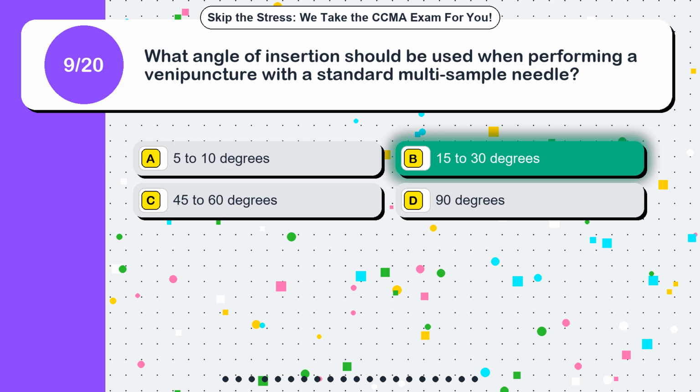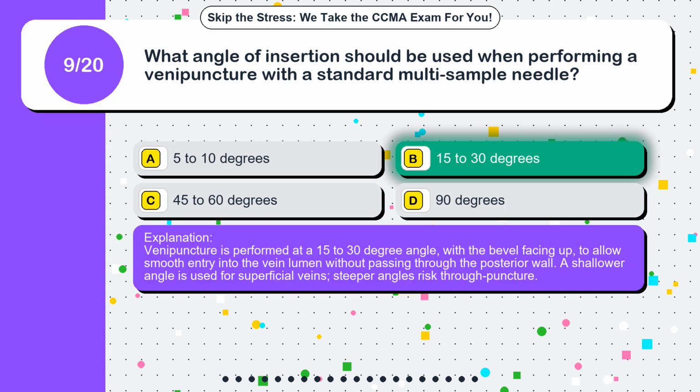15 to 30 degrees. Venipuncture is performed at a 15 to 30 degree angle, with the bevel facing up, to allow smooth entry into the vein lumen without passing through the posterior wall. A shallower angle is used for superficial veins, steeper angles risk through puncture.